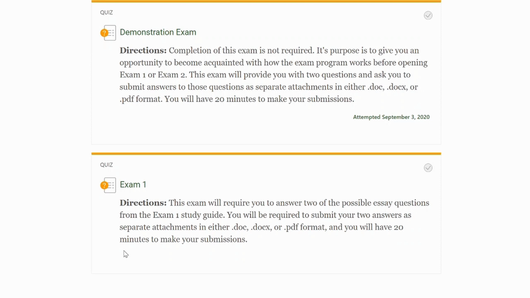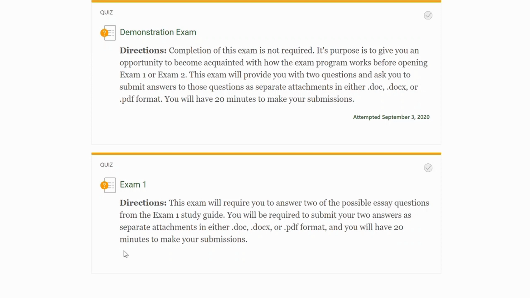It will give you 2 randomly selected questions, and one thing you'll notice is that you will have 20 minutes to make your submissions. The first thing you're probably thinking is, wait a minute, 20 minutes isn't nearly enough time to write out answers to those essays. Those essays look pretty long and detailed, so why do I only get 20 minutes? I would completely agree. 20 minutes certainly is not enough time for you to complete the essays. And that is intentional.